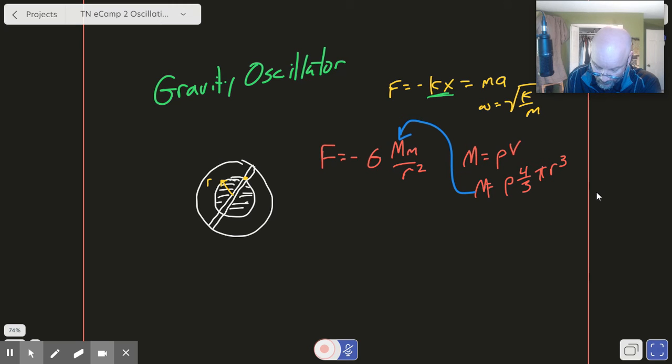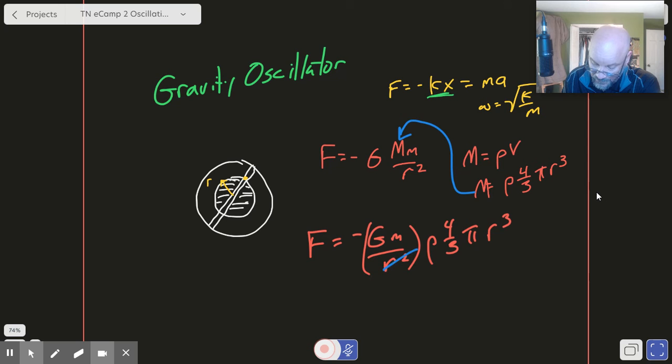And then what we're going to end up with is F is equal to minus G. And I'm just going to put little m over r squared, set all that stuff to the side. Plug in for big M: we got rho 4/3 pi r cubed. And here's what's really promising is that we lose all of those things. And so I have all these terms right here in front of a linear term, just like that.